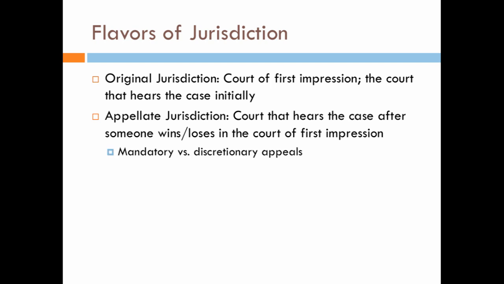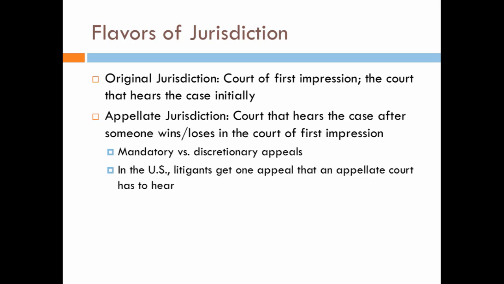Mandatory appeals are the subset of cases that the Supreme Court has to hear because Congress says so, and discretionary appeals are those where the Supreme Court gets to choose whether or not to hear a case. We'll talk more about that distinction momentarily. In the United States, if you lose in the trial court, you have a right to appeal your case. You get one appeal. You don't have to use it, but if you do and you lose, you can continue to appeal your case, but the subsequent appeals are at the discretion of the appellate court.